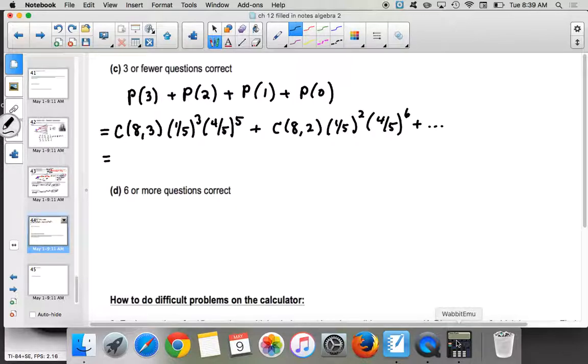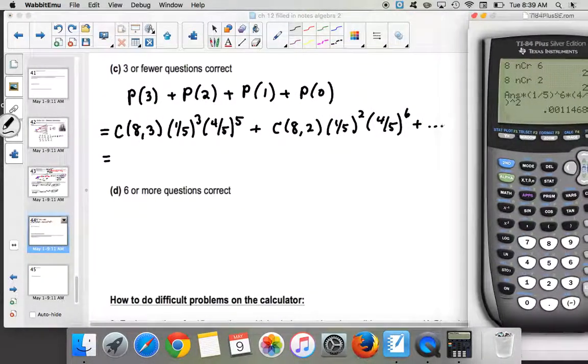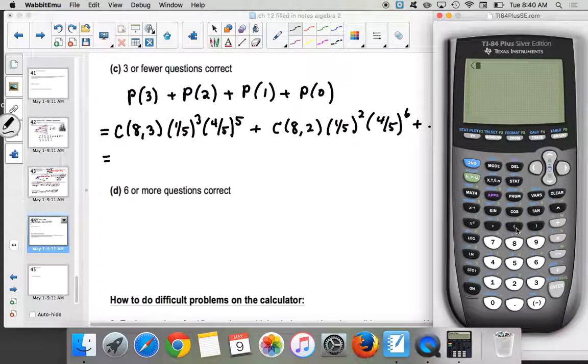We're going to set it up kind of all together. So for this first one, the 8 choose 3 number, I'm going to do a parenthesis. So try it along with me if you have your calculator. I'm going to do 8, math, PRB, nCr, 3, and then I'm going to do times 1/5 raised to the 3, and then times 4/5, or you could do 0.8, raised to the 5. Okay, and I'm going to hit enter, and I'm going to get that number.